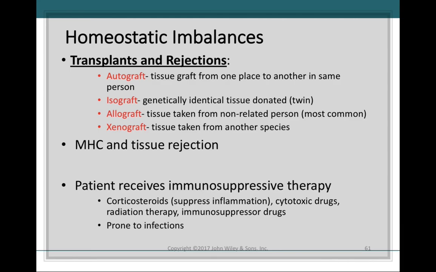Lastly, a xenograft is a transplant that is taken from one species and put into another. These are generally unsuccessful type transplantations, but there's a lot of research going into this area.